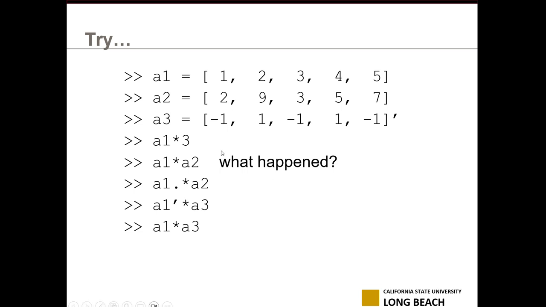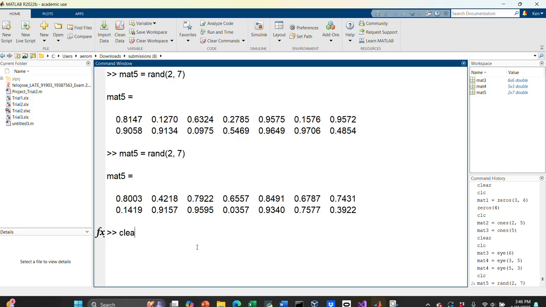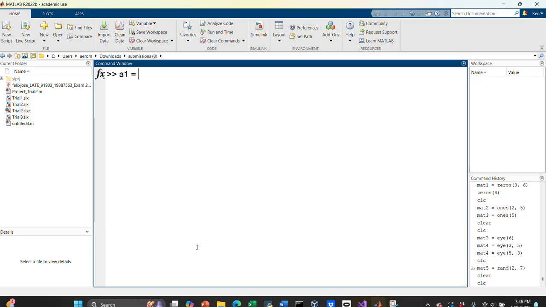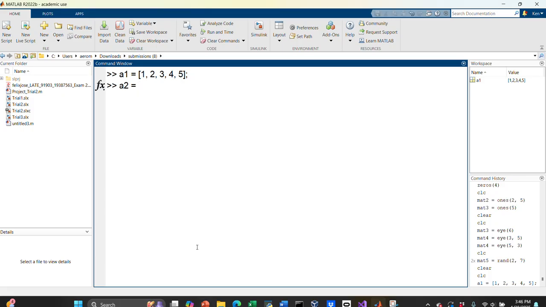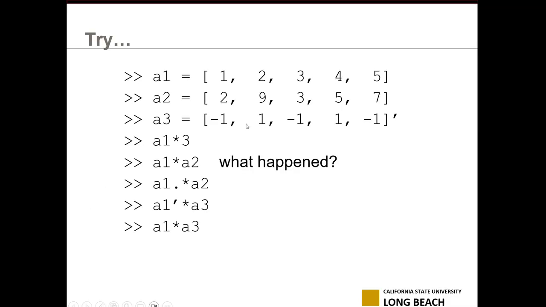Let's see exactly why that is. So let's type out these arrays. The first one is A1 equals 1, 2, 3, 4, 5. A2 is 2, 9, 3, 5, 7. A3 is minus 1, 1, minus 1, 1, minus 1.